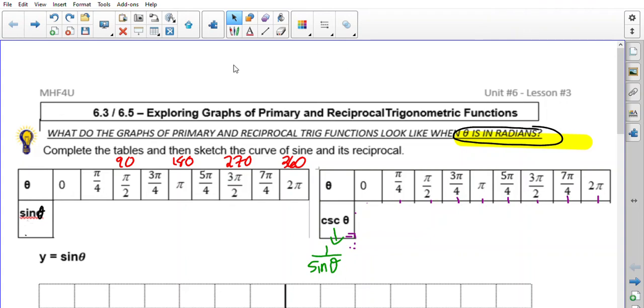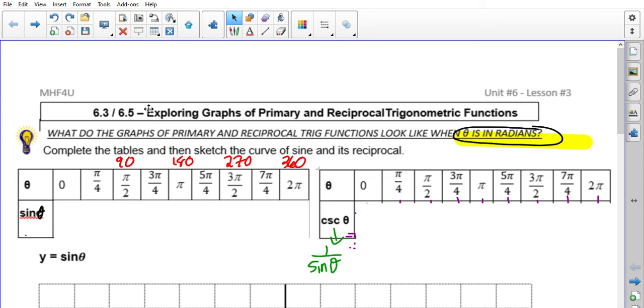Hello class, today we are going to go through Unit 6, Lesson number 3. It's going to combine two sections of the textbook, 6.3 and 6.5, which is exploring the graphs of the primary trig functions and the reciprocal trig functions.